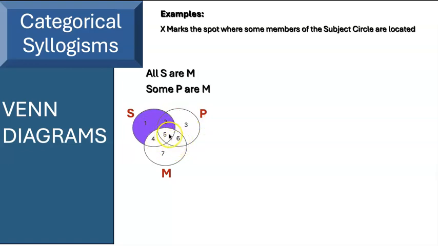If you realize, there are two numbers here, 5 and 6. Where do we put the X? Is it in 5 or 6? We don't know, because all the premise says is that some members of the P circle are in the section where it overlaps with M. So here we would put the X on the borderline, to show that we're not saying it's in 5, we're not saying it's in 6, but we know that it is somewhere in the overlap between P and M.